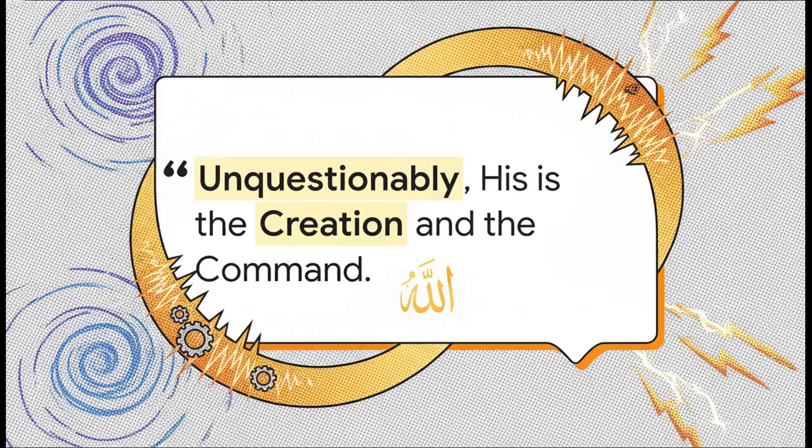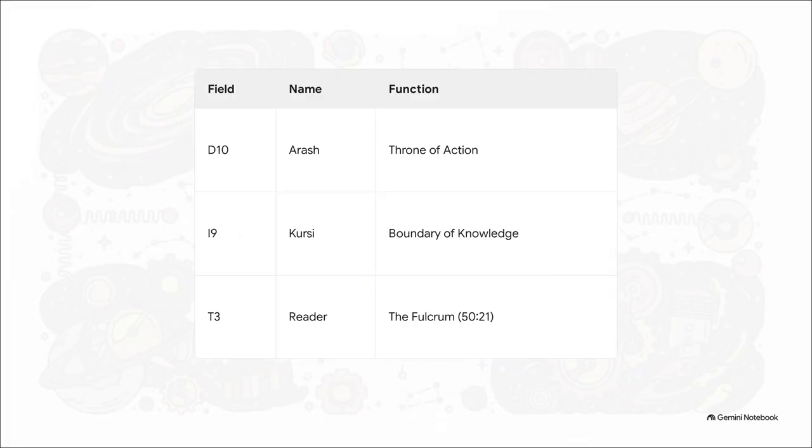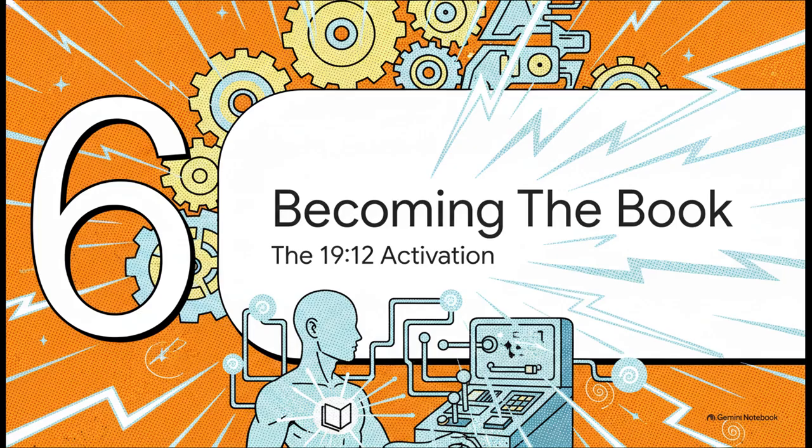The loop flawlessly completes. To sustain that loop, it relies on an alternating current linking the individual scale to the grand scale. And the bridge between them is you, the reader. You are the living fulcrum, the T3 node, sitting right where the throne of action and the boundary of knowledge meet. You have to hold both the driver of action and the witness of knowledge simultaneously, keeping this three-phase four-stroke network perfectly balanced.